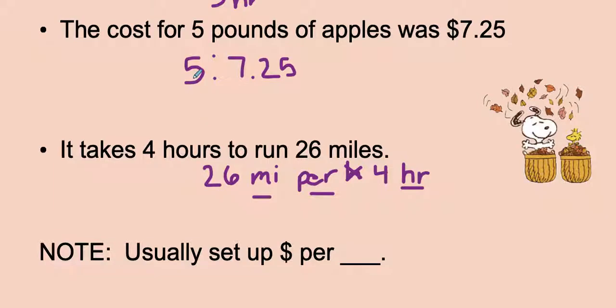Now, like I said, I'm going to get back to that second one. Does it make more sense to say 5 pounds per $7.25? Or does it make more sense to say $7.25 per 5 pounds? Well, when you go to the store, you're going to pay per pound, right? Did you hear that? Per pound.